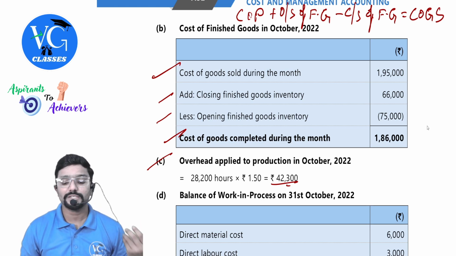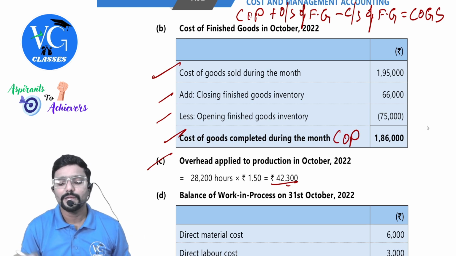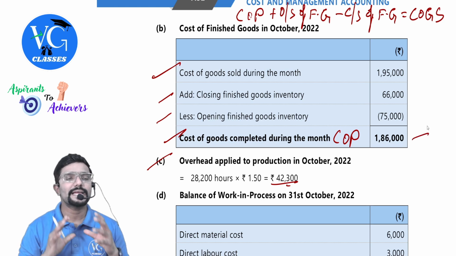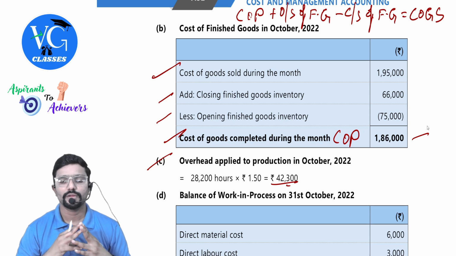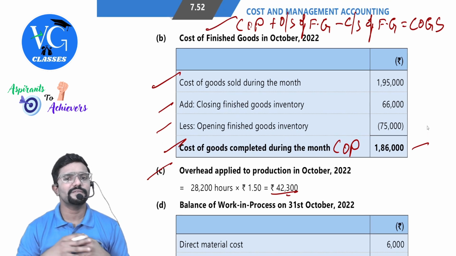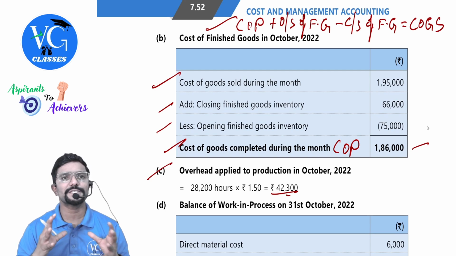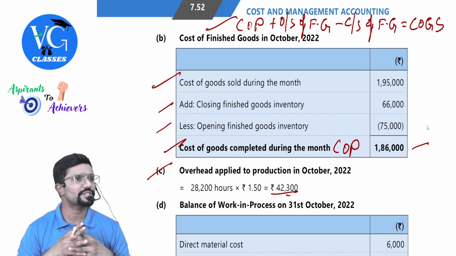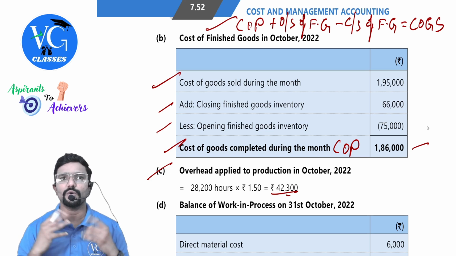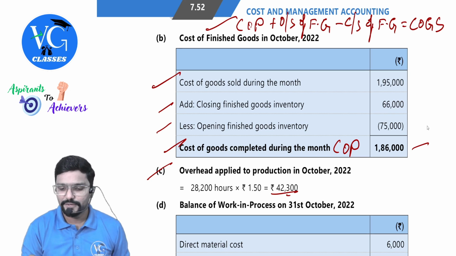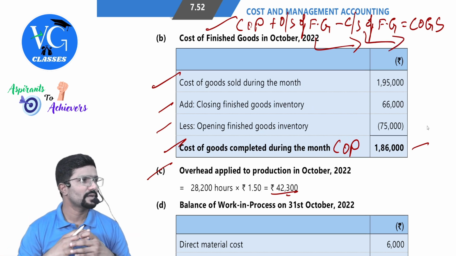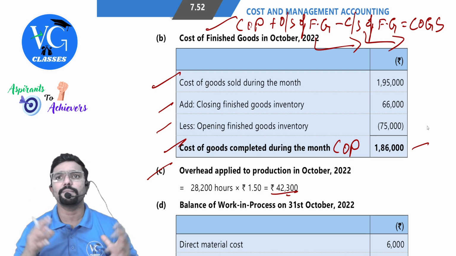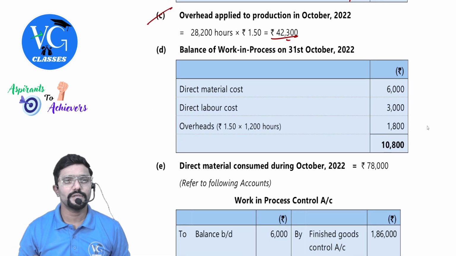Cost of goods completed, that is nothing but COP, cost of production, which is 1,86,000. As we have gone reverse, plus will become minus, minus will become plus. Hope you understood. This is the equation we normally use. Cost of production plus opening stock of finished goods minus closing stock of finished goods will give us cost of goods sold. I am just going reverse. That means if you send opening stock and closing stock to the opposite side, it will become opposite sign. Plus will become minus, minus will become plus. Okay, absorption I already discussed.